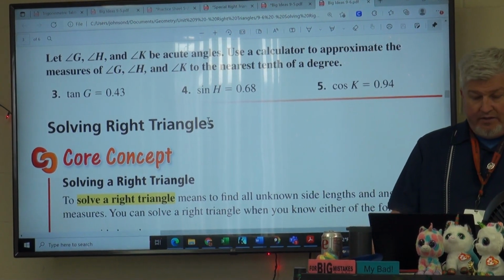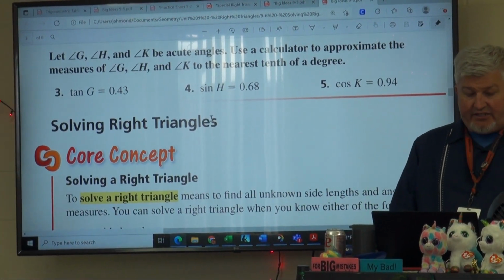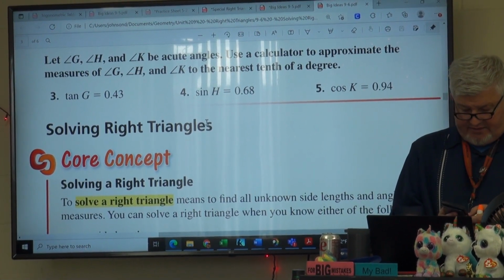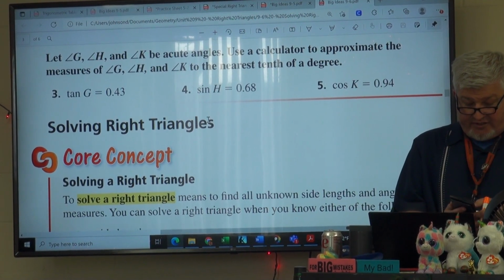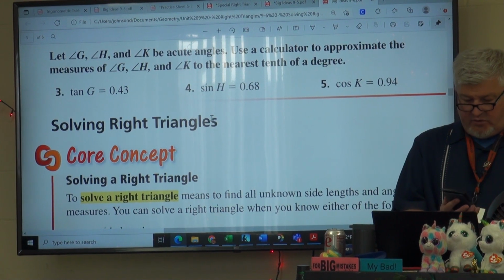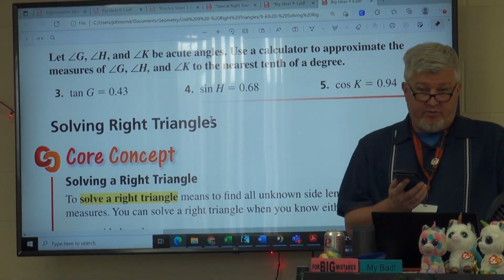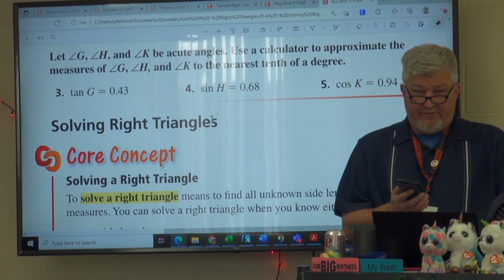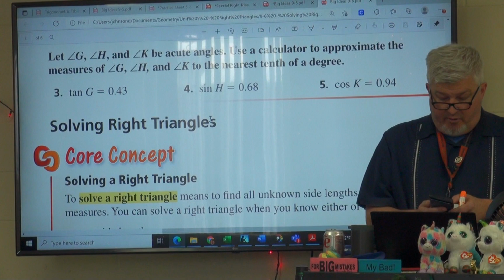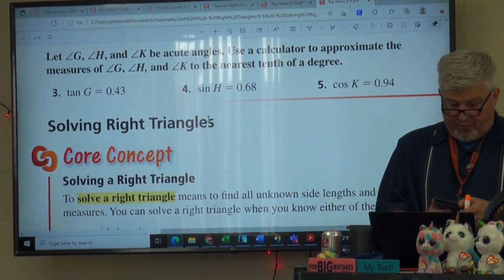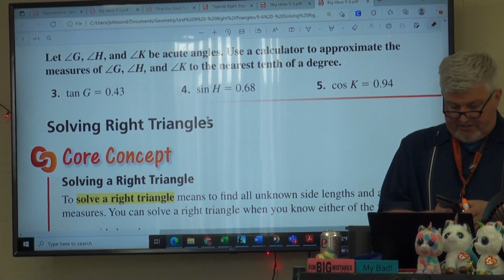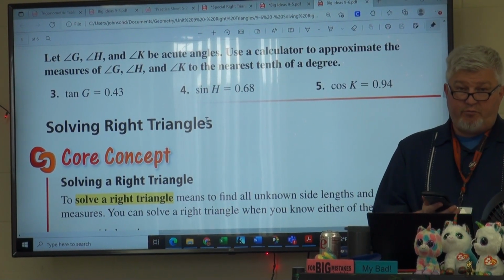All right. So number 3 says the tangent of G is 0.43. So what you should have put in there is inverse tangent, which is tangent -1, 0.43, and you get, rounded to the nearest tenth, 23.3 degrees. Make sure you have the degree unit assigned, 23.3 degrees. Number 4 says the sine of H equals 0.68, so I'm going to do the inverse sine, sine -1, 0.68. That gives you 42.8 degrees.